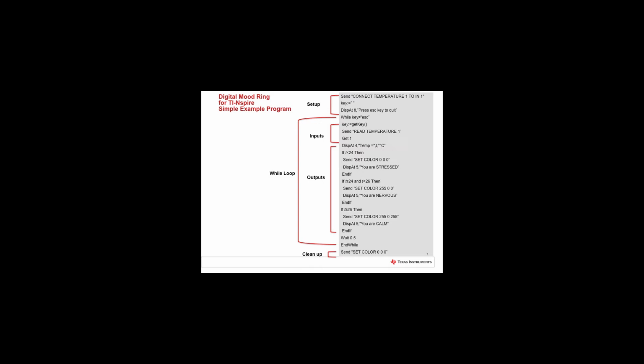We also set an initial value for the variable key that will be used in our while loop check to exit the mood ring when the user presses the escape key. There is also a command to display a message to the user notifying them that the escape key is the way to stop the mood ring.